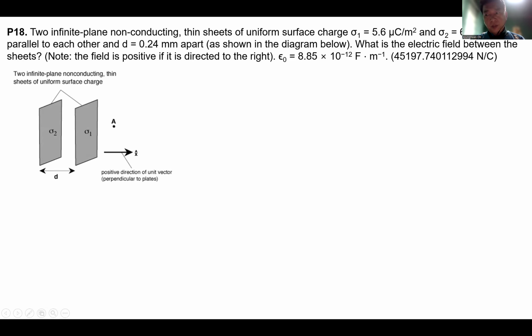Remember that in the case of a non-conducting surface charge density, we have to remember a very important rule: the electric field is no longer dependent on position, but is proportional to sigma over 2 epsilon. So remember there's a factor of 2 here. In the case of a conductor, there's only one component, so the factor of 2 becomes 1.